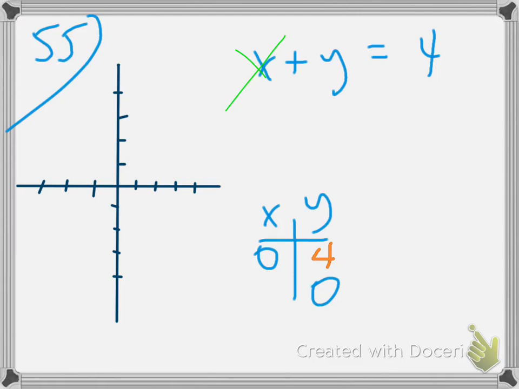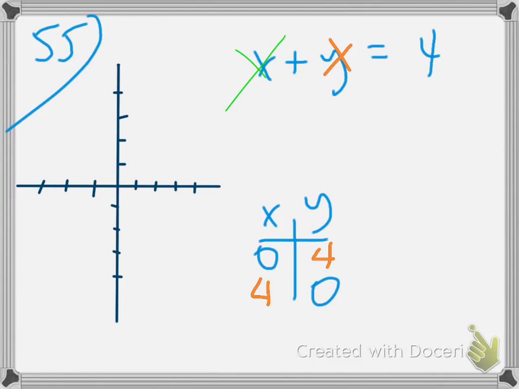So then when you plug in 0 for y, that gets rid of this one. So then x is equal to 4. Isn't that crazy? And that's all you got to do. You just look at that and you go, 4 plus 0 is 4, and 0 plus 4.